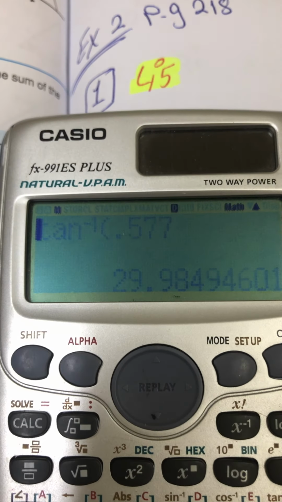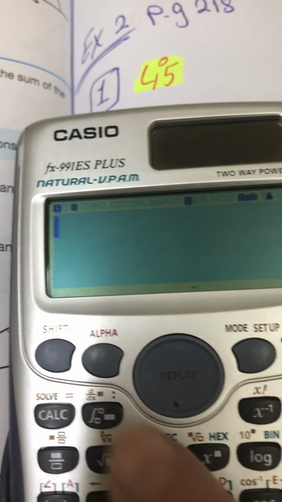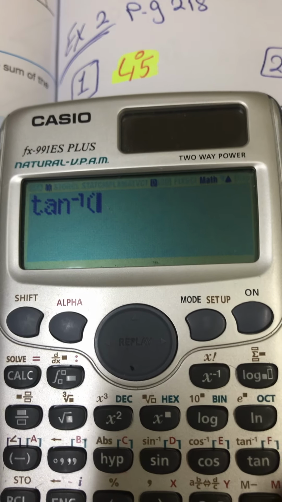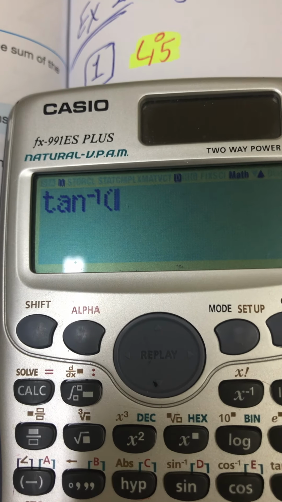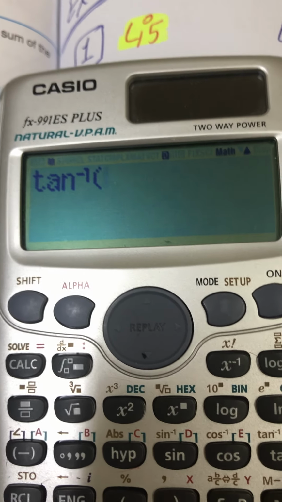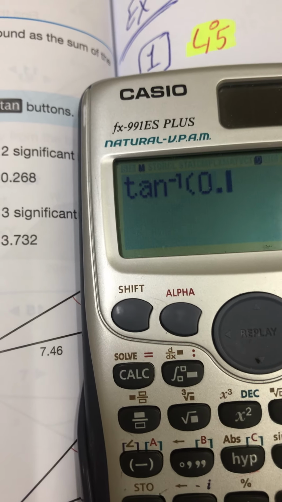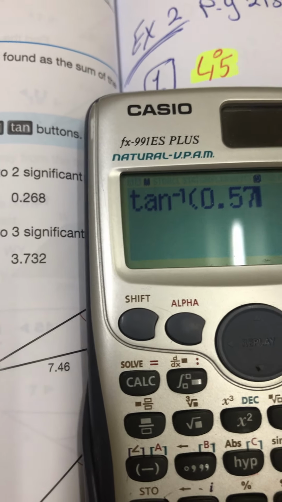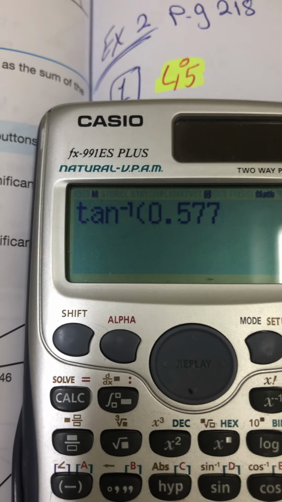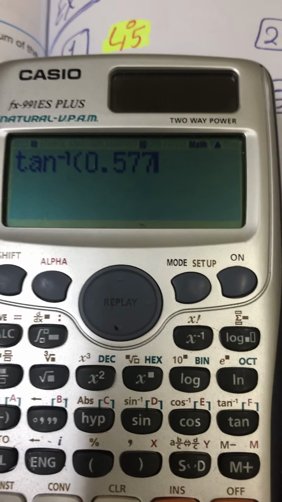Again, I press shift, then press tan. So shift tan, you will find your calculator writes tan inverse, tan -1. And what is the ratio he gave me? 0.577. Teacher, you didn't write the 0 before. No problem. I started with the decimal point. And finally, press equal.